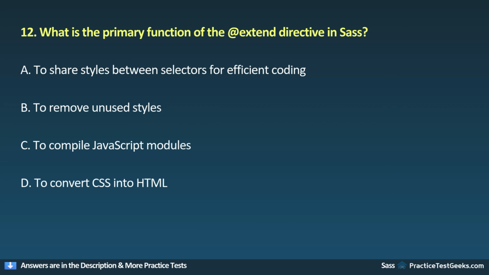12. What is the primary function of the extend directive in Sass? A. To share styles between selectors for efficient coding. B. To remove unused styles. C. To compile JavaScript modules. D. To convert CSS into HTML.